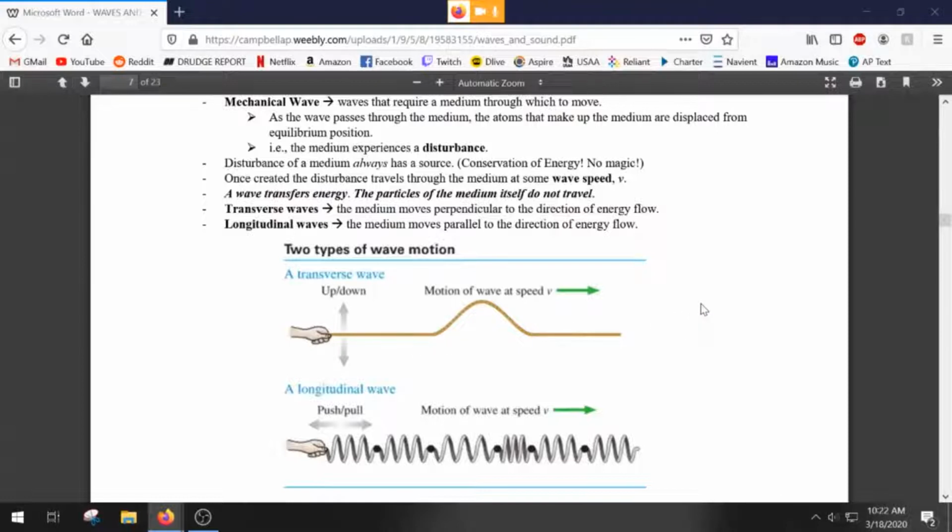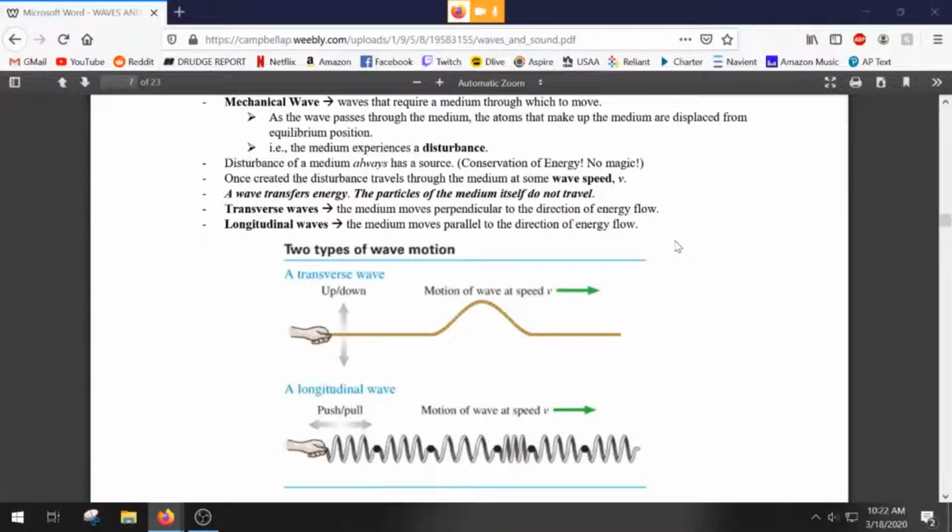So your transverse waves, you've got motion of the medium that goes perpendicular to the actual direction of the energy flow, right? Because the energy flow is in the direction of the wave speed here, right? Whereas the rope just goes what? It goes up, it goes down, then it comes back to its original position, right? So you've got a perpendicular relationship between the motion of the medium and the flow of energy.